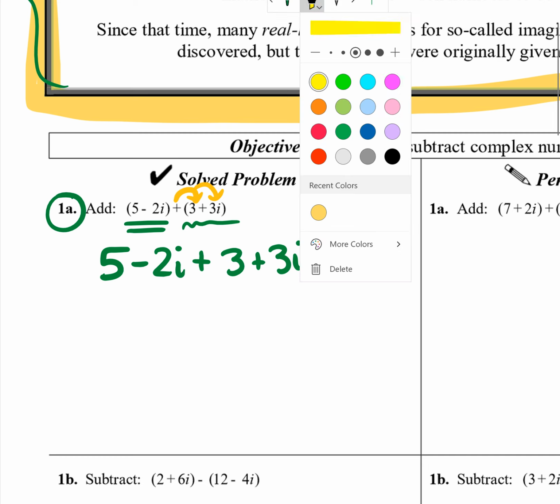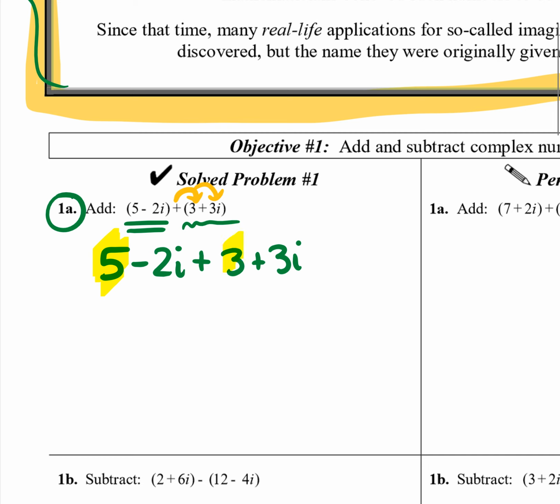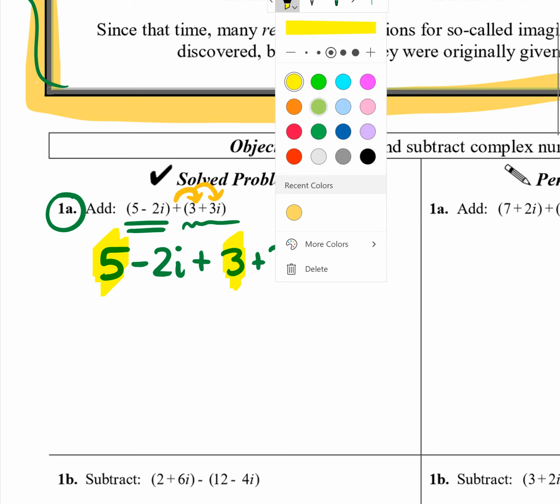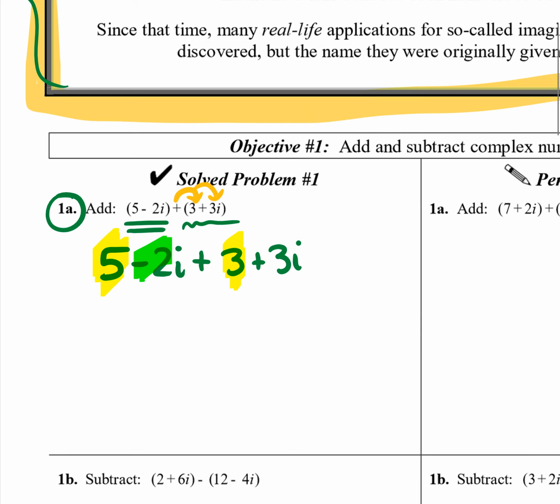But yeah, it's kind of exactly what you would think. We got like terms here. The 5 and the 3, they're the real portions because they don't have an i attached. And then I have my imaginary numbers here, the negative 2i and the 3i. So those guys are like terms. I can go ahead and combine those.